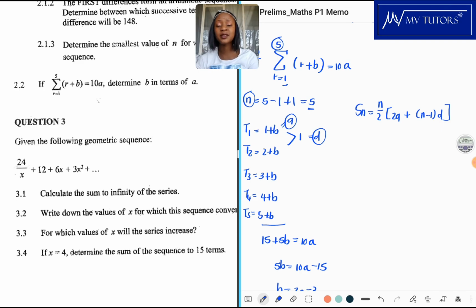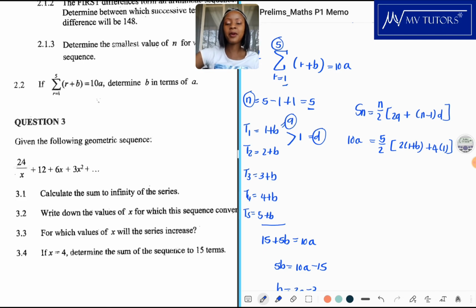Please use the formula. Don't go about it the long way, unless you really are stuck between a rock and a hard place, or if maybe you have 2 or 3 terms to deal with. Okay, so the sum of all of these terms is equal to 10a, and n is equal to 5. A is 1 plus b. Okay, n is 5, so 5 minus 1 is 4, and d is 1.